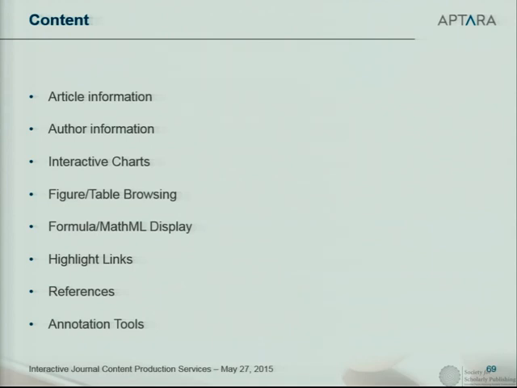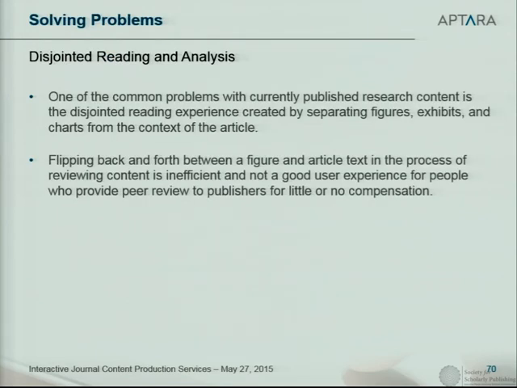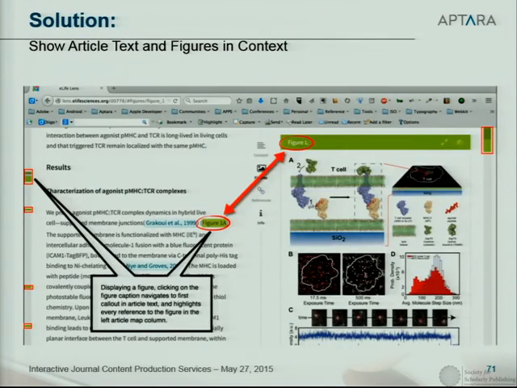So you wind up with article information, author information, your interactive charts. You get your figures or tables that you can browse all at once or in context. You get your MathML as MathML that you can do things with, and you get your annotation tools. So we're basically solving the problem of disjointed reading and analysis that need to have three things in front of you or to flip back and forth from window to window to window. Having flipped back and forth from a bunch of windows myself doing this, I can tell you that's a pain.